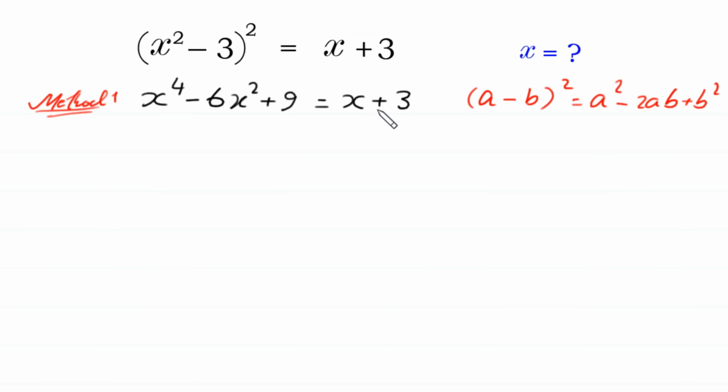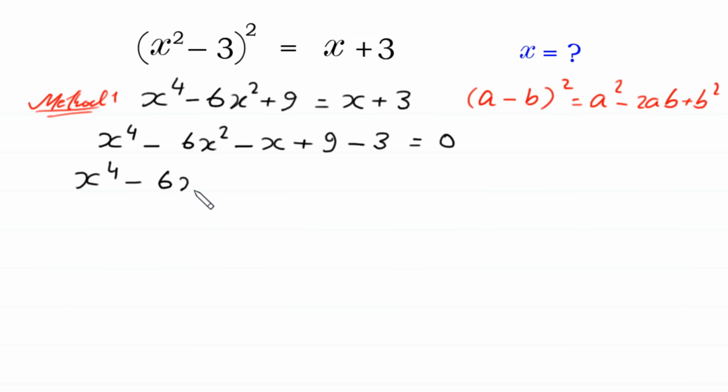Now we move this x and this 3 to the left side. x to the power 4 minus 6x squared. This plus x becomes negative x at the left side, plus this 9, and this plus 3 becomes negative 3 at the left side, is equal to 0. Next, x to the power 4 minus 6x squared minus x, and 9 minus 3 plus 6 is equal to 0.